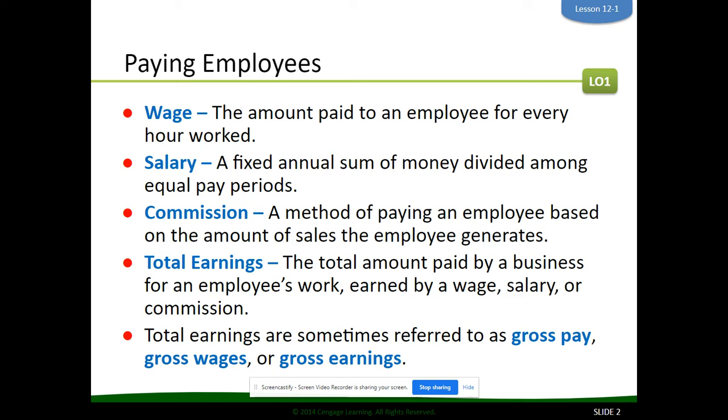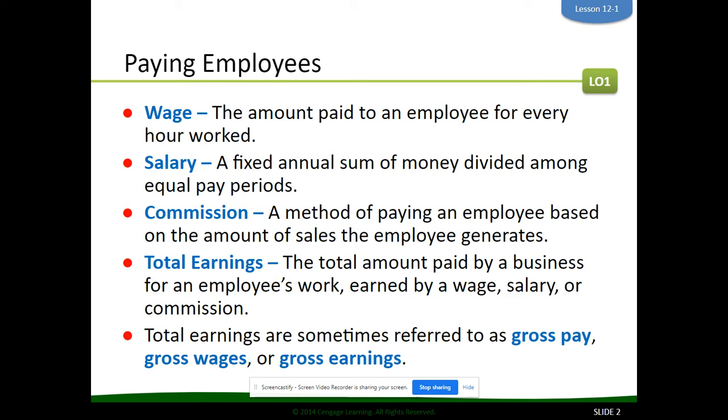We also have commissions. Commissions are a method of paying an employee based on the amount of sales the employee generates. A lot of times with commissions, they'll have a base salary or a base wage, and then commissions will be earned in addition to those small wages.